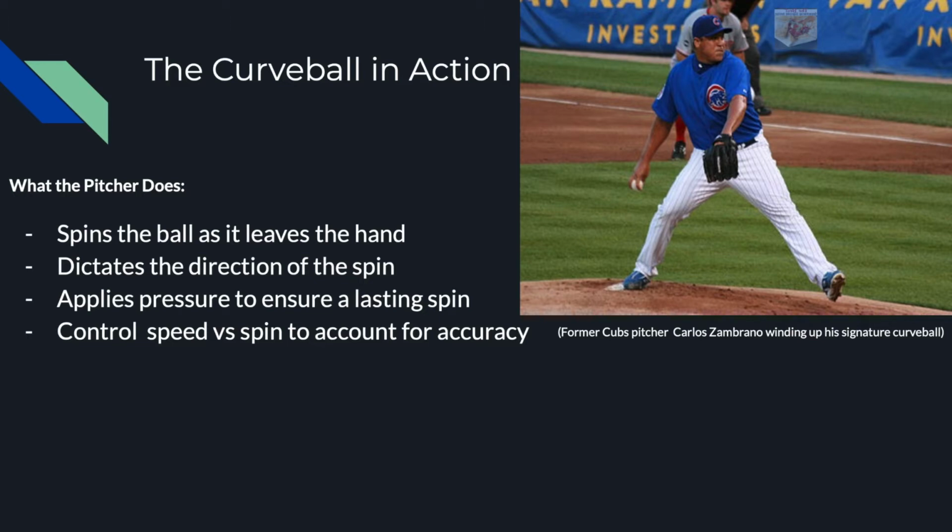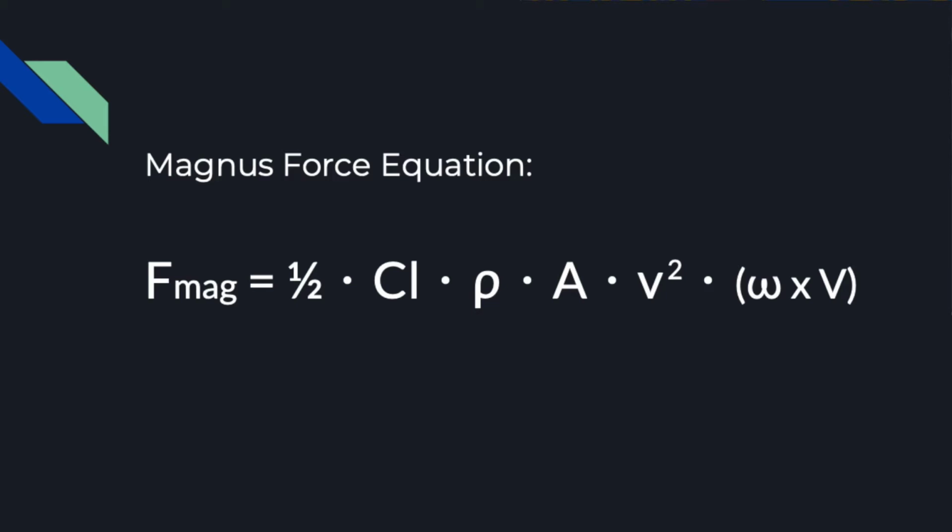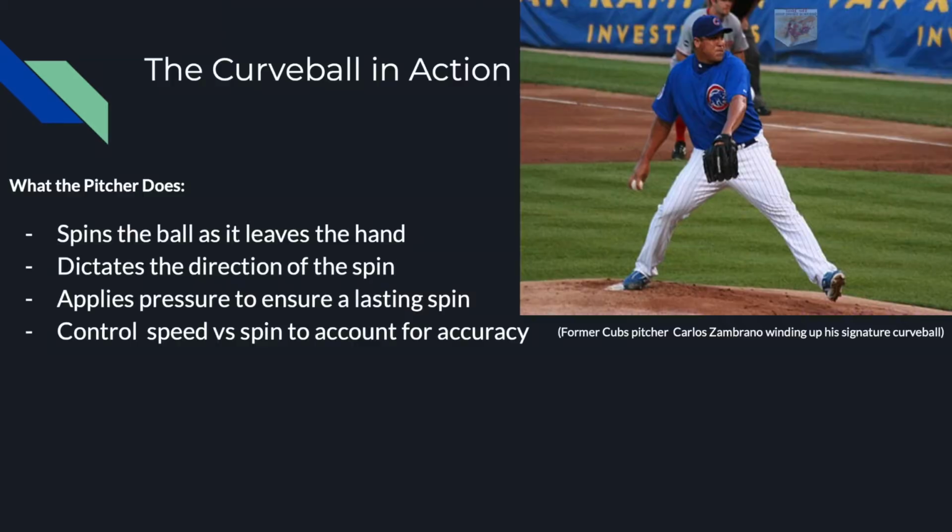This is where the Magnus force comes back into play. With the Magnus force, the equation is 1/2 times Cl times P times A times V squared times omega cross V. We know that Cl, P, and A are always going to be constant with a standard Major League Baseball. So, the Magnus force for a curveball depends on how fast the pitcher throws the ball, which is V, and the angular velocity of the ball, or how fast and in what direction the ball is spinning.